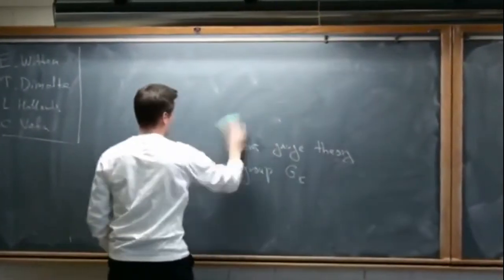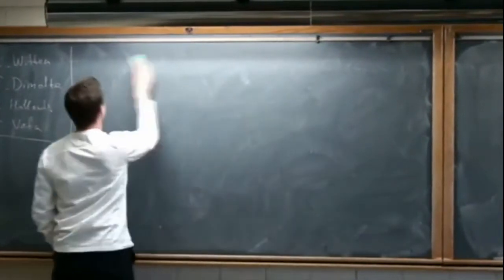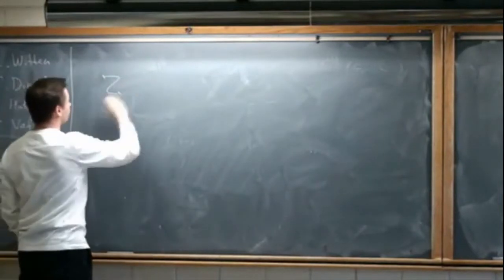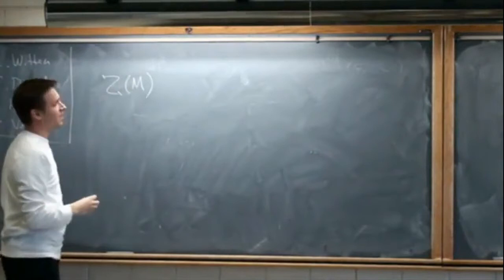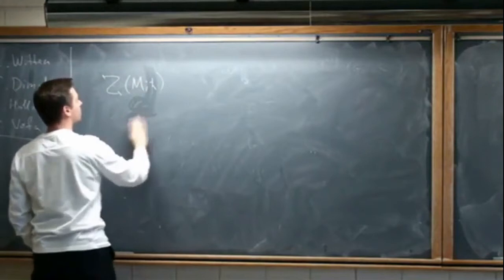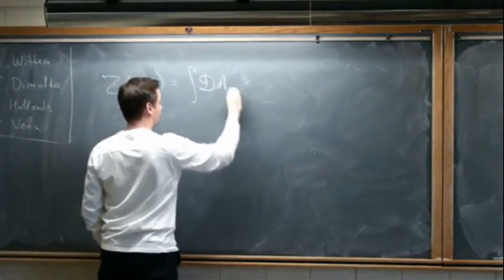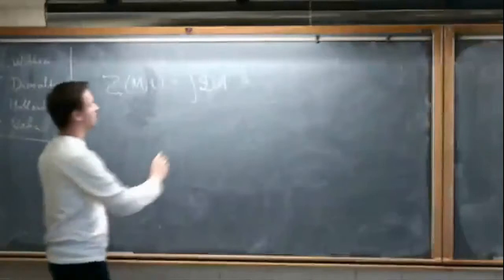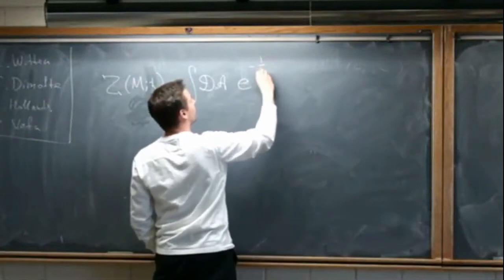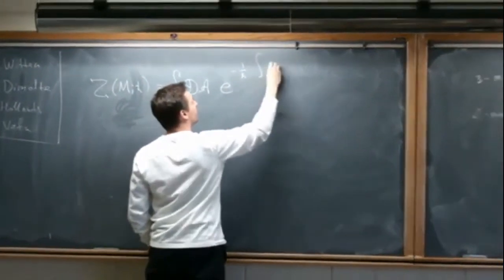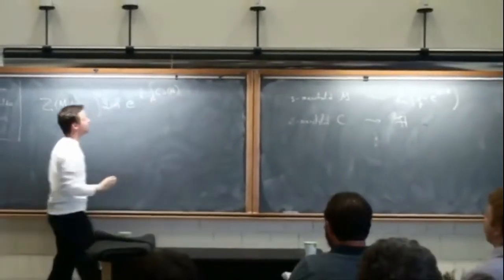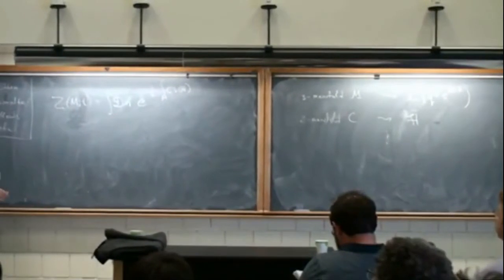So first of all, as physicists, we would probably define this invariant Z of M, making it explicit as part of the notation, as an integral over all gauge connections, or equivalence classes of gauge connections, of the exponential of minus 1 over h bar times the integral of the Chern-Simons form of A over the three-manifold. And this is an infinite dimensional integral.